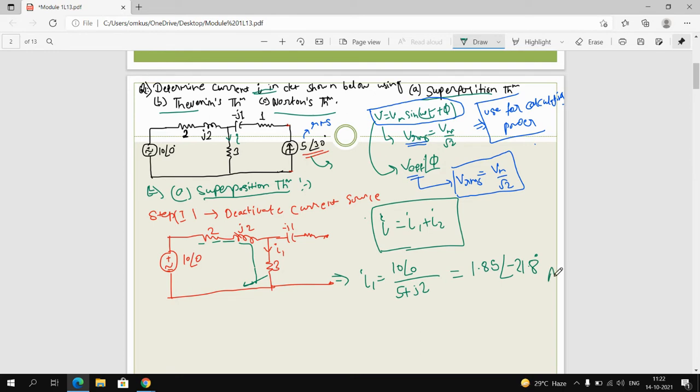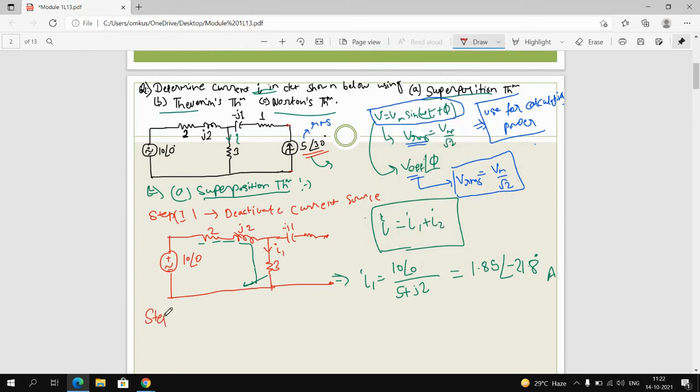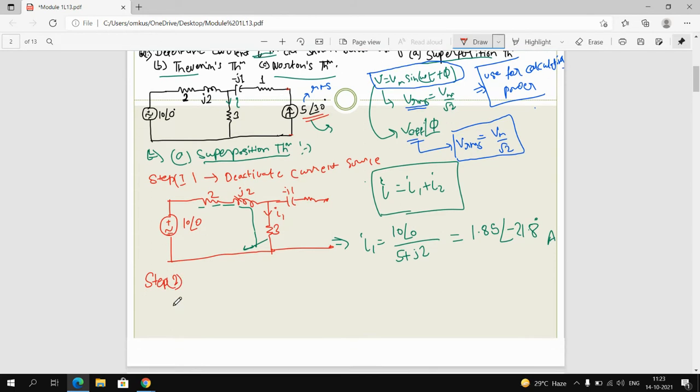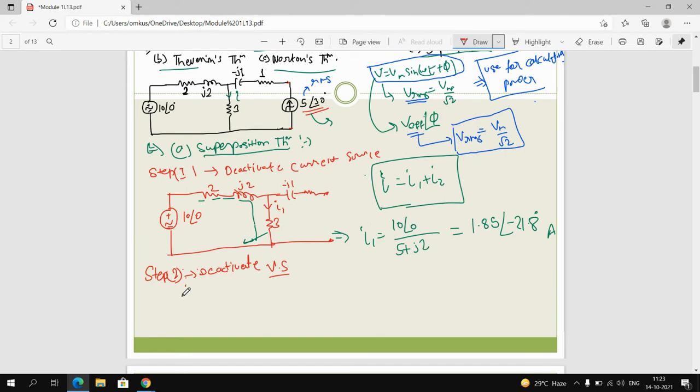Okay, now step 2. In step 2, deactivate this voltage source. When you deactivate this voltage source, you need to short circuit it, right, and redraw this circuit.